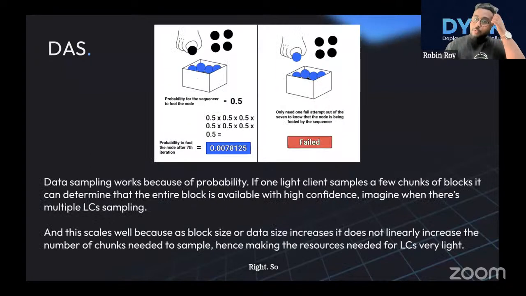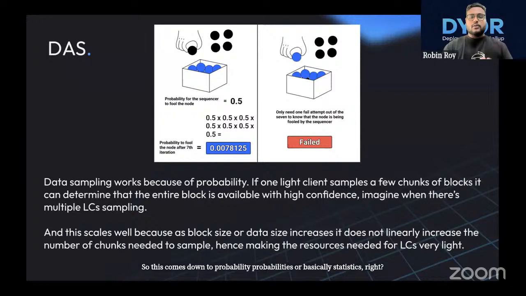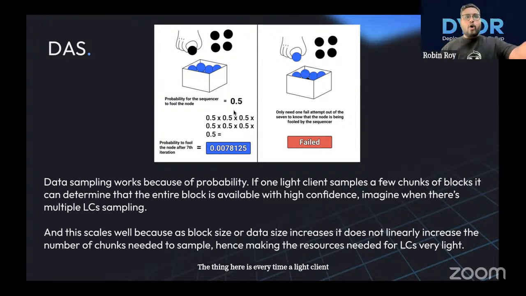So it comes down to probabilities, or basically statistics, right? So imagine all of these balls in this box are data, right? And every time a light client comes and says, hey, I want to sample the data at this particular cell, maybe 1:5, give me the data behind it, right? There's always a 50% chance of that data being hidden or available. If it is available, that data is sent back and it is verified. Okay, great, so that's a 50% probability done. And I again sample it. So there's a 50% into 50% chance. So the more times you sample, the lower the probability to fool the node. After the 7th iteration, according to this image, you can see it is 0.007.